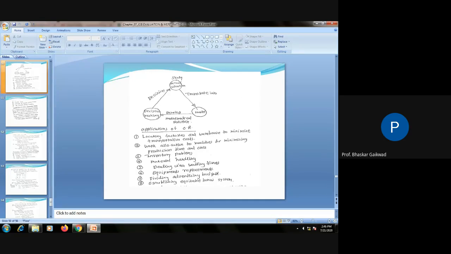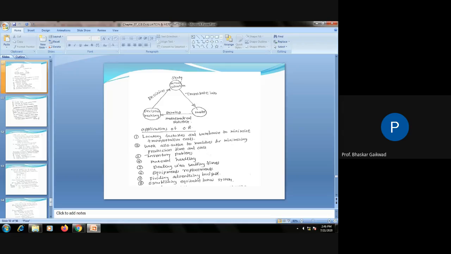Okay. Now the applications of the ORs, where we can use this technique of the ORs. Locating factories, warehouses to minimize the transportation cost. Whenever transportation is there, in that place we can use OR so that the transportation cost is reduced.